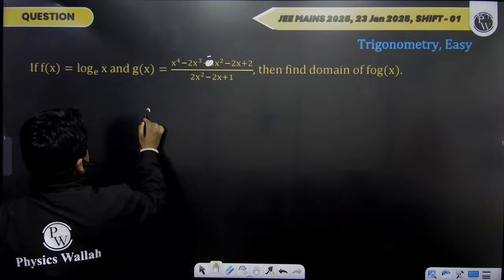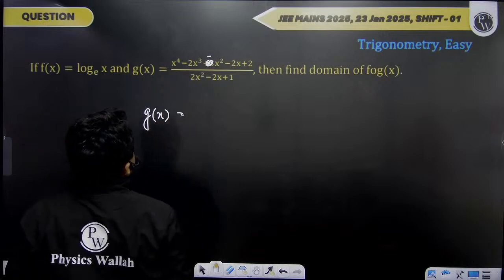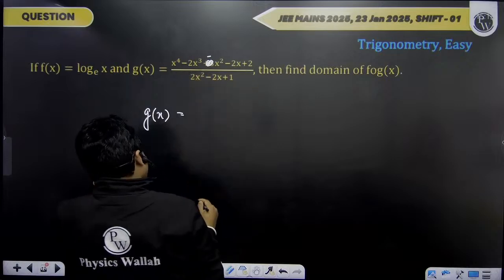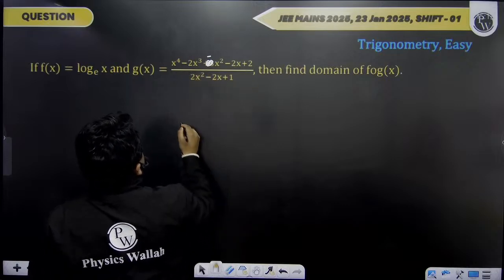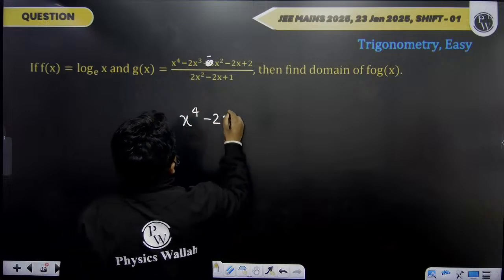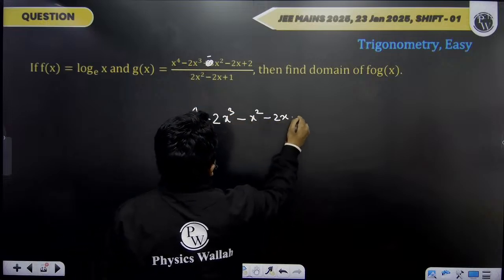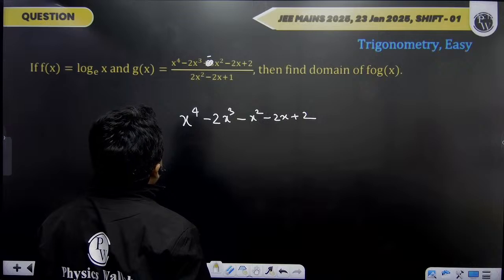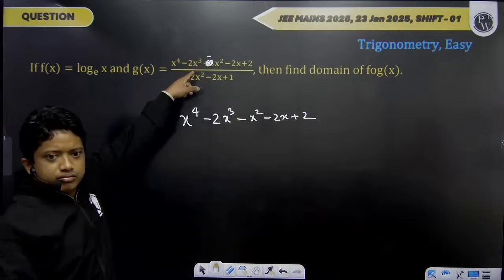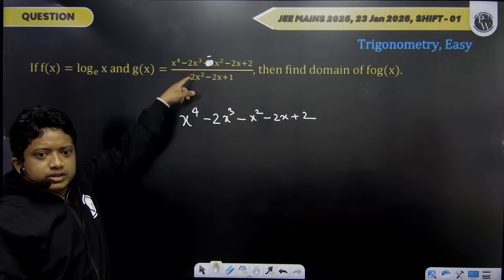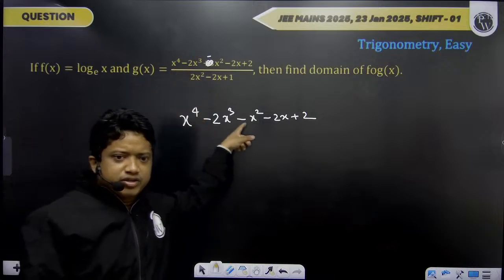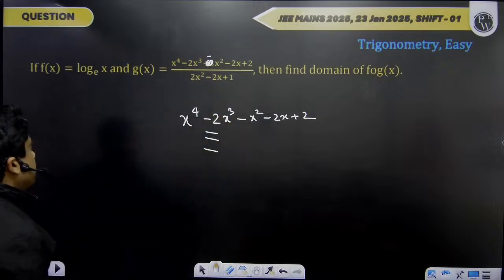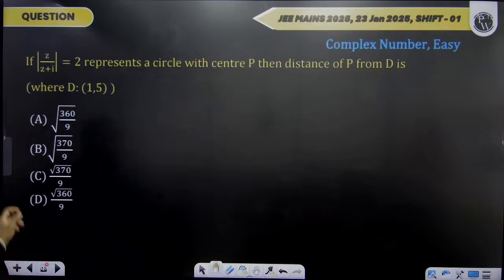So g of x is coming as what? Let's take the numerator first, which is x⁴ minus 2x³ minus x² minus 2x plus 2, right? So this was minus 2x³. This question is, okay, we'll do this question later because there are some printing mistakes in these questions. We'll try this question later. Okay, all right, so let's move on to the next problem.